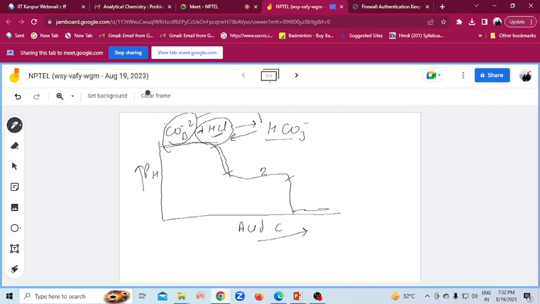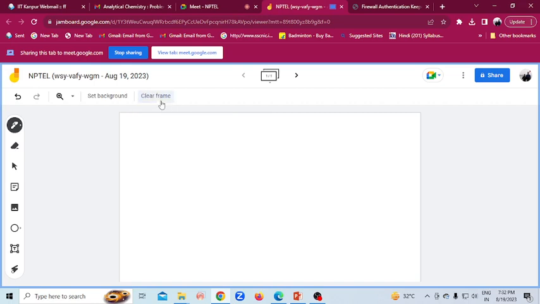After that, this HCO3 minus again reacts with HCl and produces H2CO3. So this reaction will occur in this area, and finally when all HCO3 converts to H2CO3, the pH will again decrease suddenly. Like that, and at the end this will be due to the leveling effect of water. So this is all about how the reaction happens.